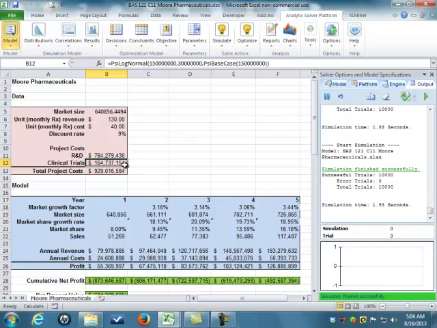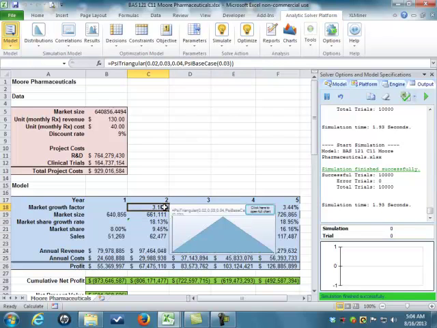Now these other ones I had already done previously. So I'd put a distribution in here. You can see I put the log normal distribution in there. I put a triangular distribution in for our market growth factor. I put another triangular distribution in for our market share. And you can see these all pop up. And if you want to see them, you can click there.